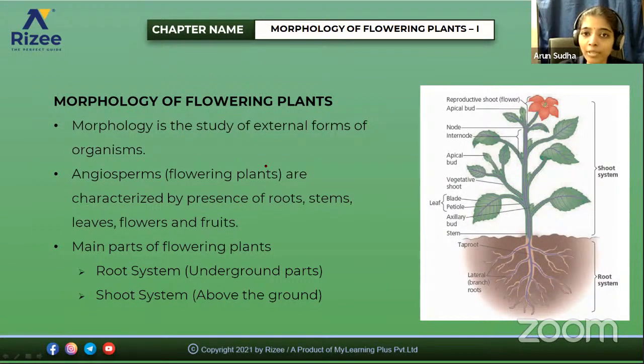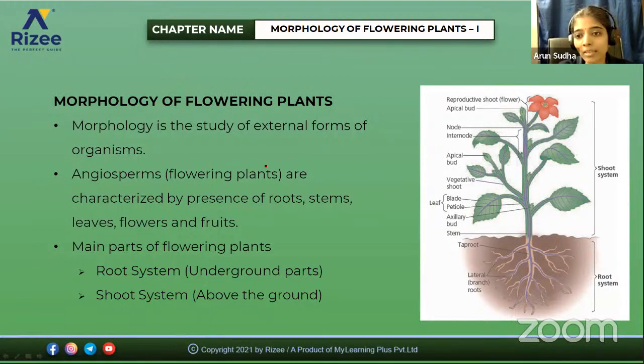And if you take the root, what are the different types of roots that exist, and the stem, and what are the modifications in the stem, and about the leaves, the structure of the leaves, venation, and then about the flowers and fruit and seed. So about the different external forms of the flowering plant.